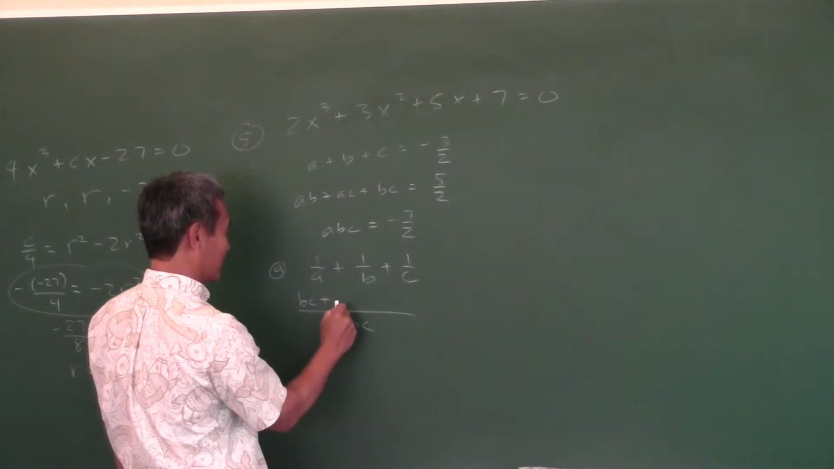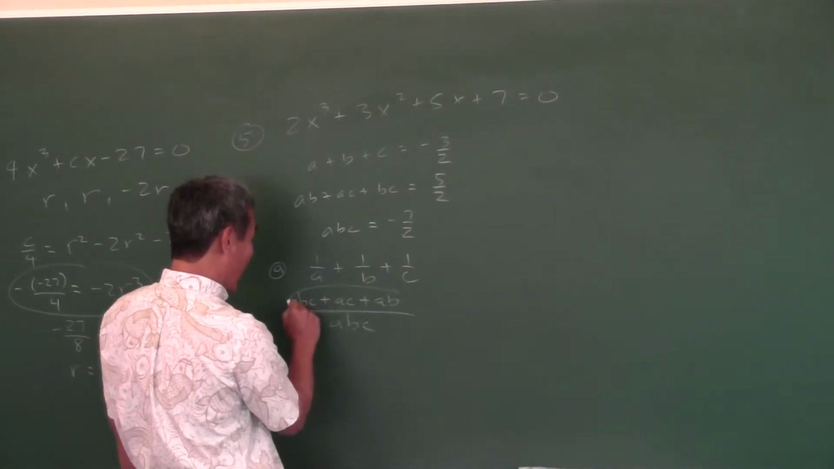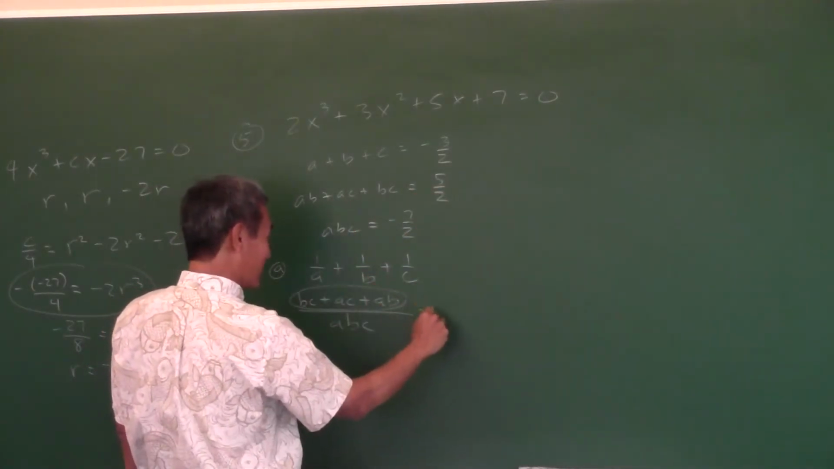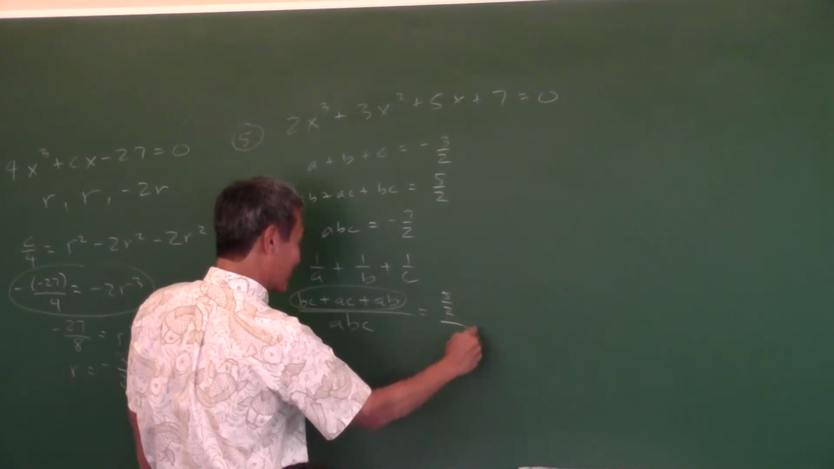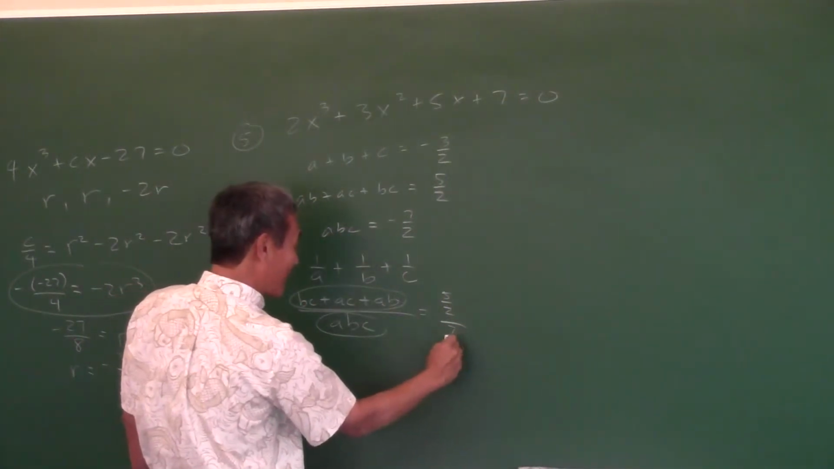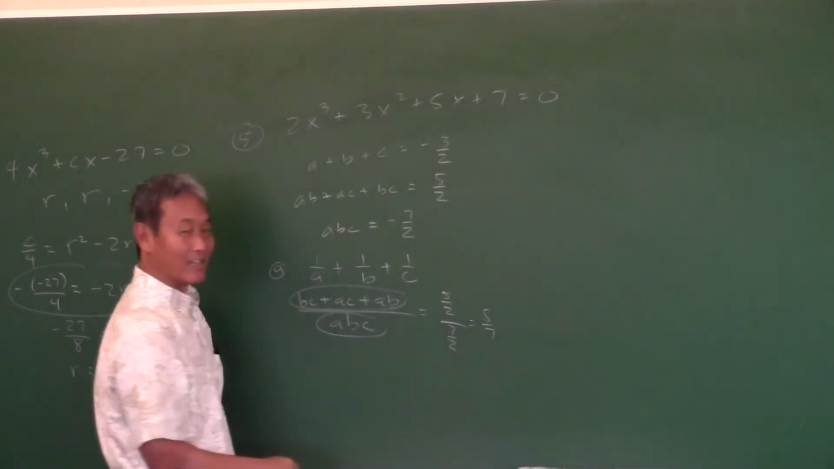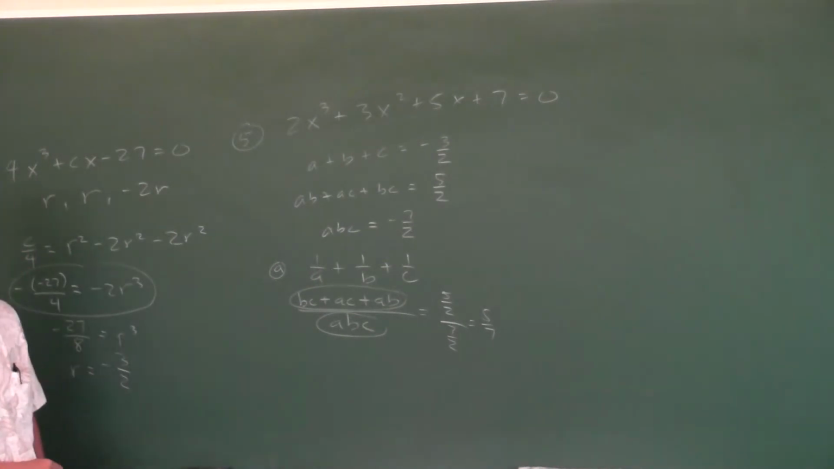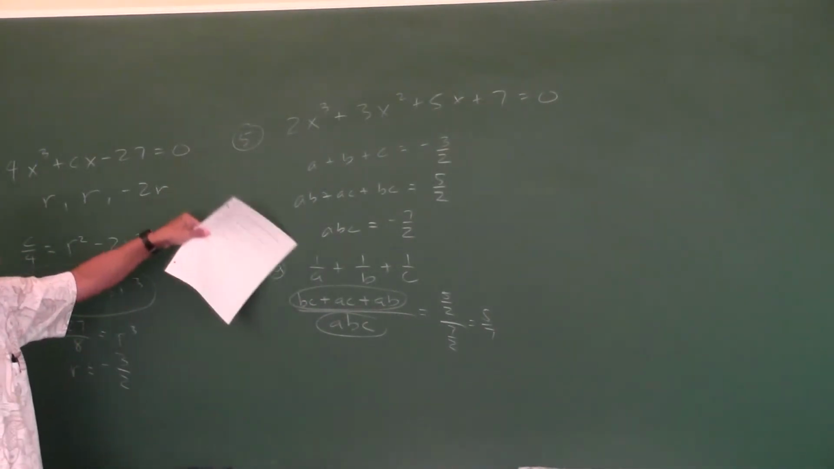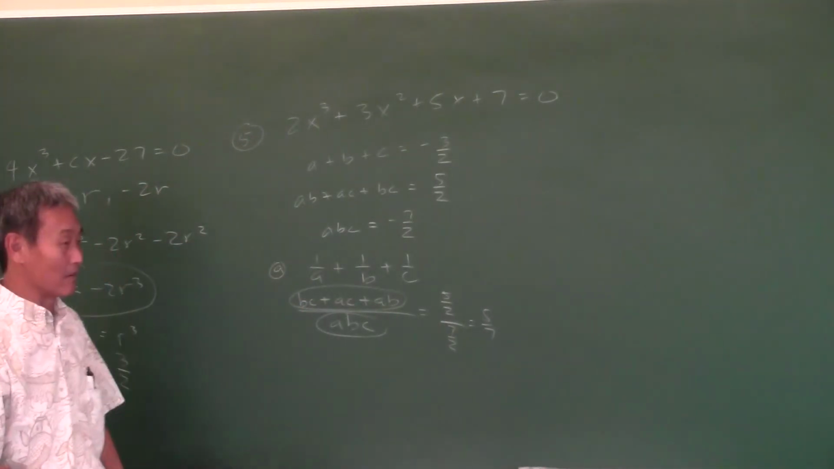BC plus AC plus AB. Look, that's this thing right there. So that's 5/2. And that's this right here. That's 7/2. So multiply top and bottom by 2, 5/7. Finished. So even though you don't know what the 3 roots are, you can still figure out what that is by using these 3 things right here. But if you don't start by writing this on your paper, then it's all over but the crying.